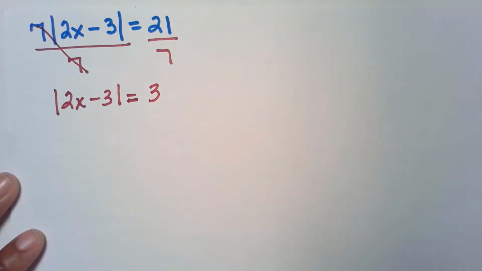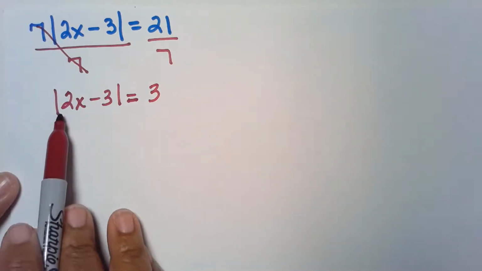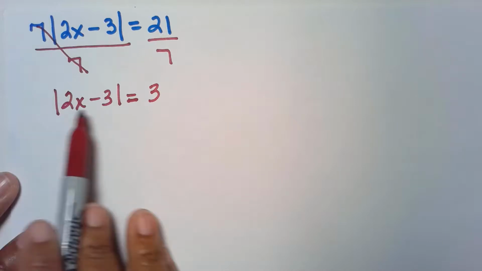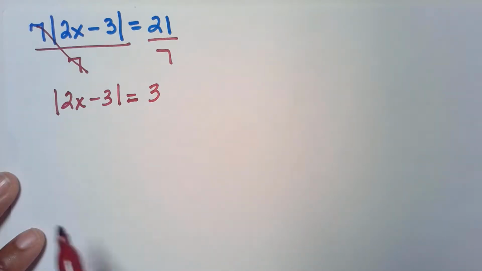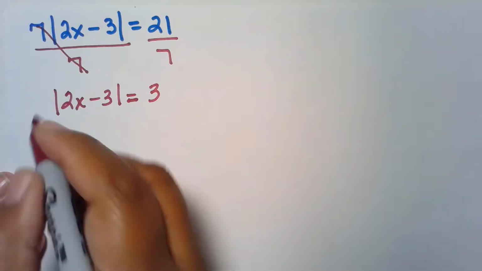Okay, what number could we put in for x that would be times 2, take away 3, and then the absolute value would give us 3? Okay, so we want to find that. Now, we have two possible cases. We have a positive case, we have a negative case.